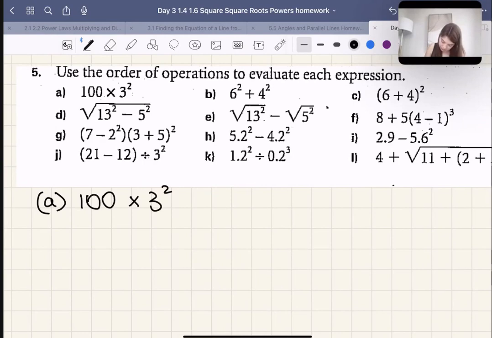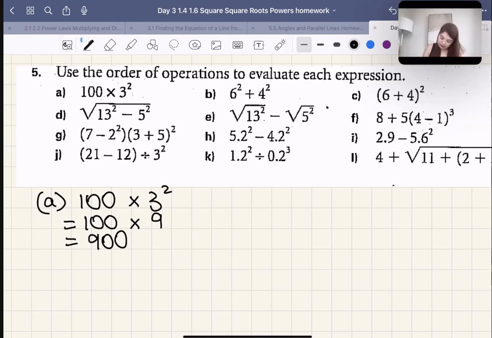There we go. So are there any brackets? No. Are there any exponents? Yes, 3 squared is an exponent, so let's evaluate that. Is there any multiplication or division? Yes, 100 times 9 is multiplication, so 900. And then that's it. There's no addition or subtraction, it doesn't look like.